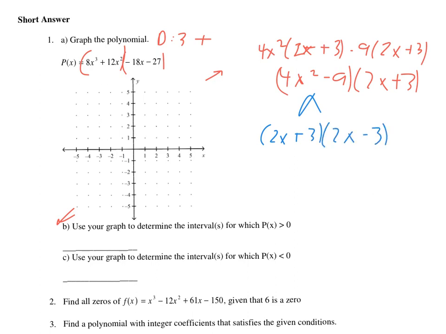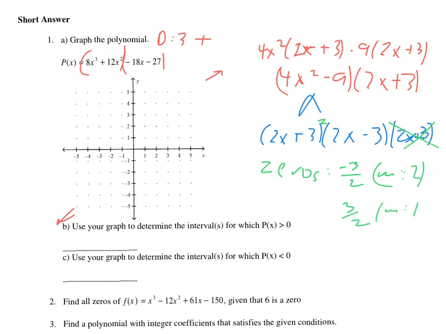And then since I have this 2x plus 3 right there, what I can actually do instead is cross that off and then just put a squared right there. And so that tells me that my zeros are at -3/2 with a multiplicity of 2. And then positive 3/2 with a multiplicity of 1.